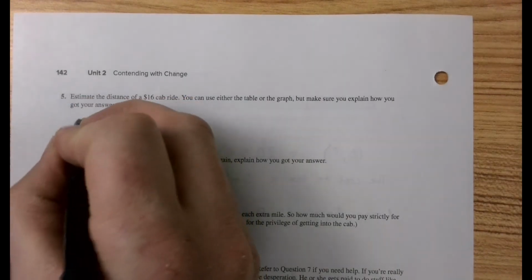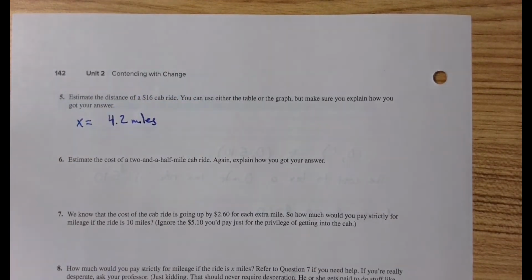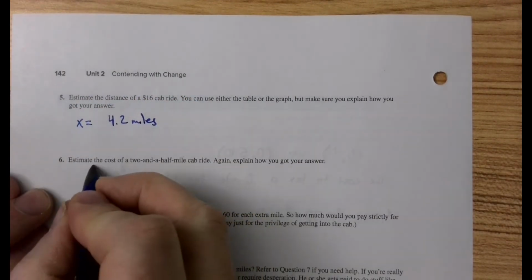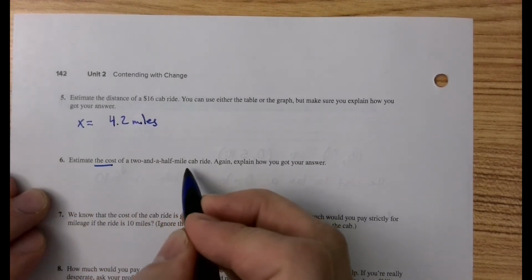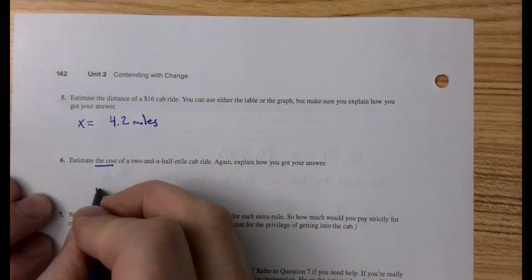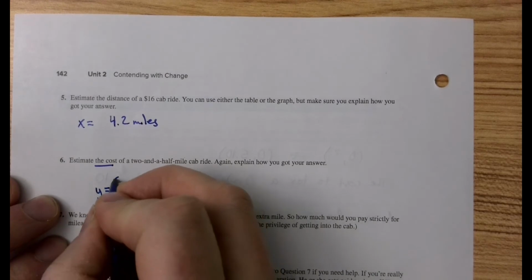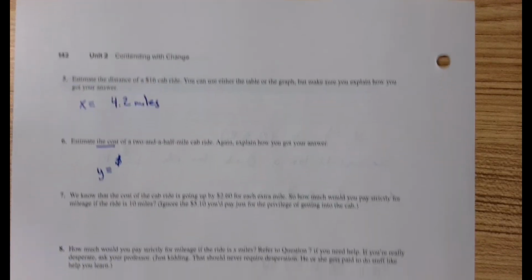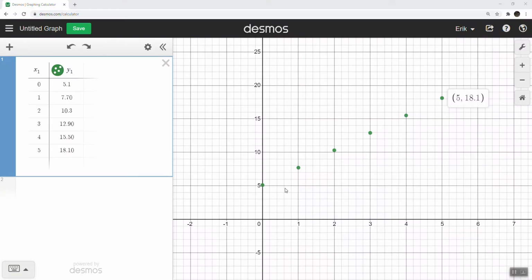Note that this is an X value we were estimating. Now it says estimate the cost of a 2.5 mile cab ride. So we're about to estimate a Y value. The units on Y values are dollars. And again, let's jump back to Desmos.